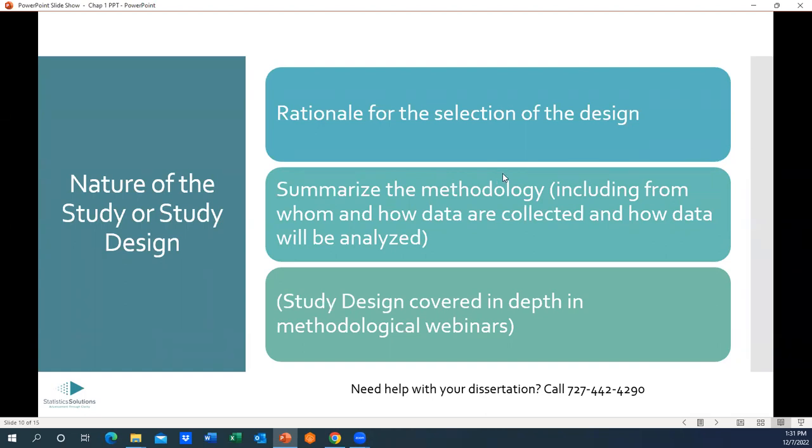And again, in chapter 3, you're going to talk a lot more about the methodology. It's going to be very detailed in chapter 3, but in chapter 1, usually there are sections where you're going to preview it.